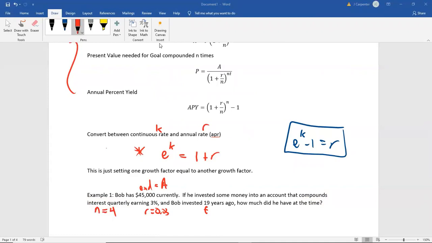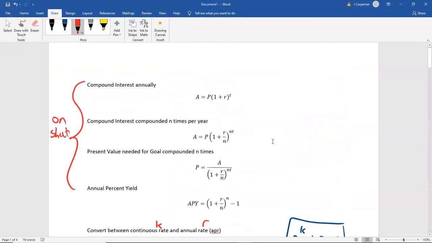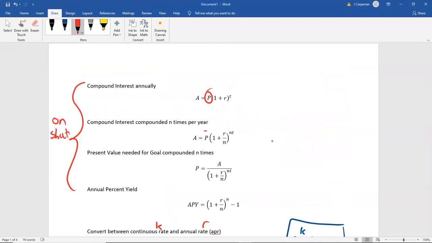Now we know the ending amount, which means we're trying to find the starting amount. How much did he have at that time 19 years ago? That's the starting amount. That's the unknown. That's the P. We don't know it. So we don't want to use any formula that has a P on the side where we're plugging things in. So it's definitely not one of these two.